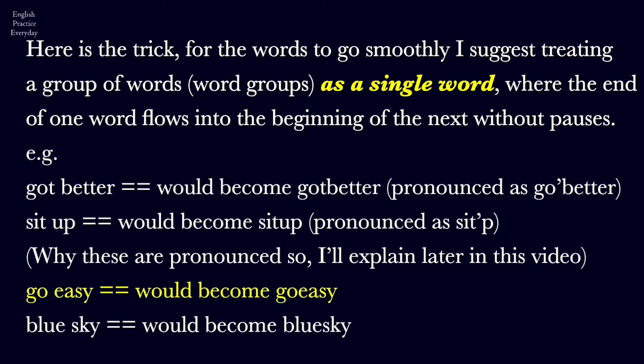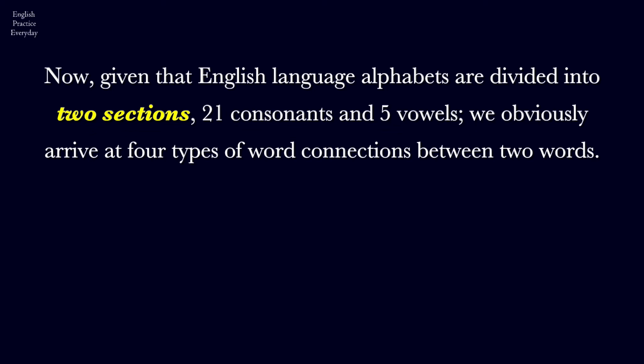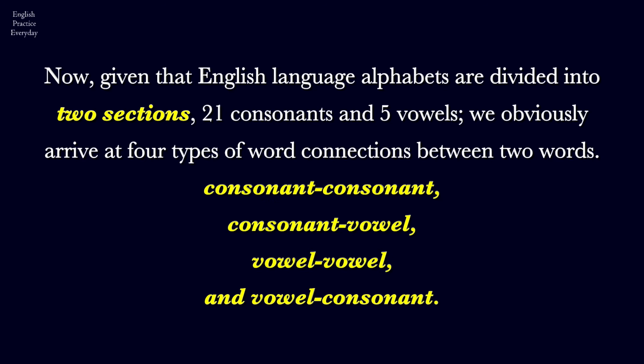Go easy would become "goeasy". Blue sky would become "bluesky". This will require a lot of practice and familiarity with word combinations and how words connect together. I call this word connection. Now, given that English language alphabets are divided into 2 sections, 21 consonants and 5 vowels, we obviously arrive at 4 types of word connections between 2 words: consonant-consonant, consonant-vowel, vowel-vowel, and vowel-consonant.